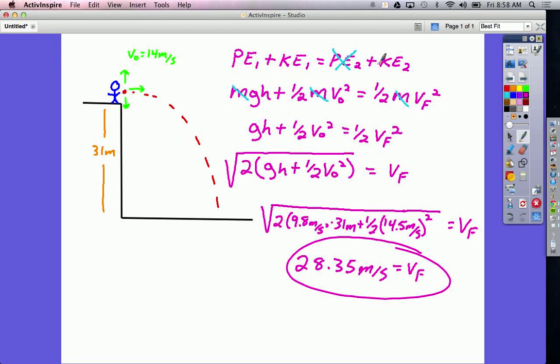So as a result, the answer to this problem is the exact same for every part that we've done. And that's how we do it.